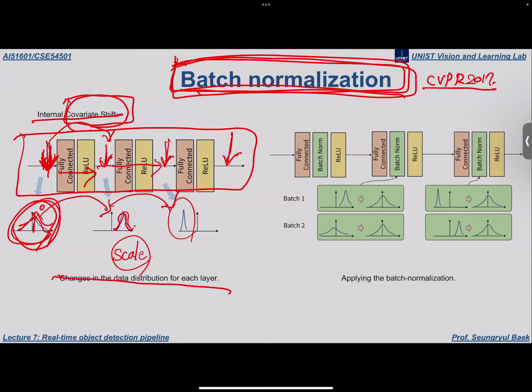Changes in data distribution for each layer, okay? So when we normalize their scales in the intermediate layers, the paper that proposes batch normalization says that the training of the convolutional neural network becomes more stable, okay? So they actually add this batch normalization in between these two layers, okay?